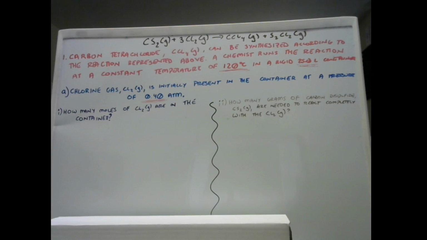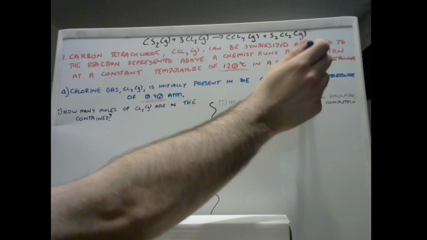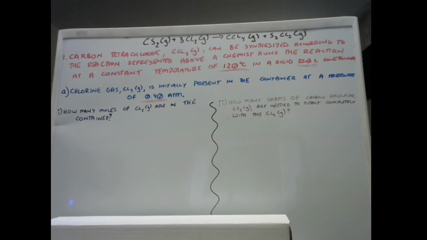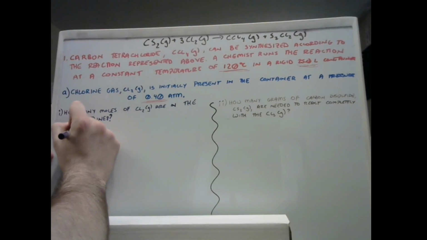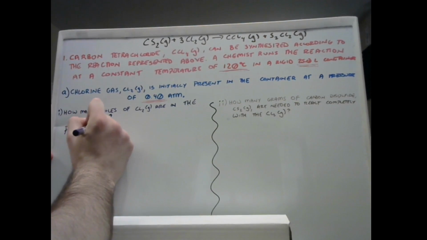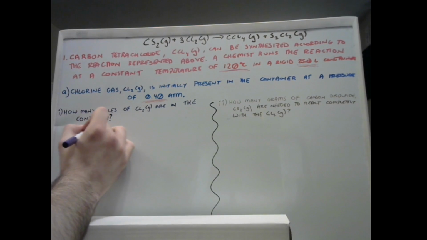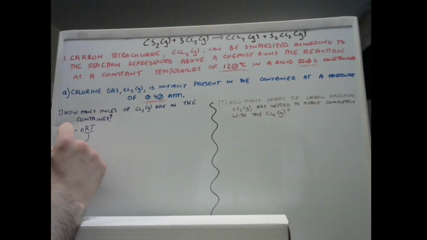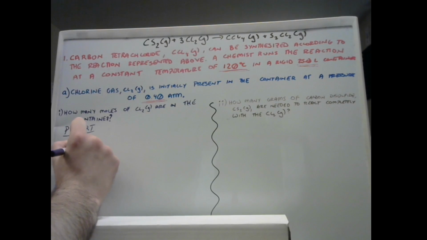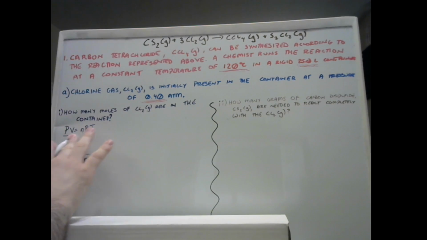Okay, it's asking about moles of a gas. It tells us pressure, it tells us temperature, it tells us volume. It's going to be an ideal gas law equation. So let's go ahead and write that down. PV equals nRT. And we're looking for how many moles we have. So let's just move the RT, divide it to the other side. Gives us n equals PV over RT.